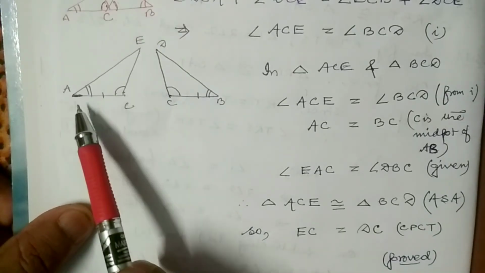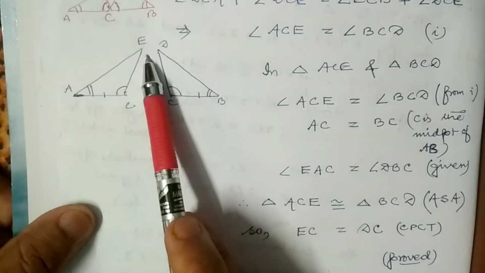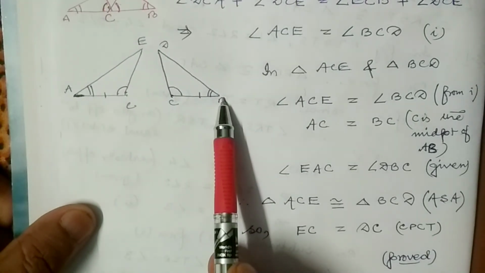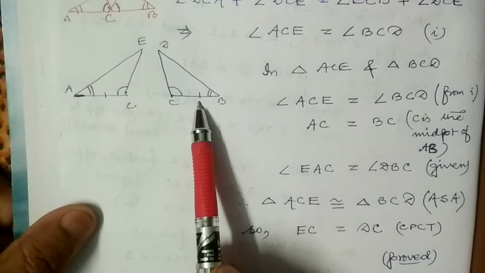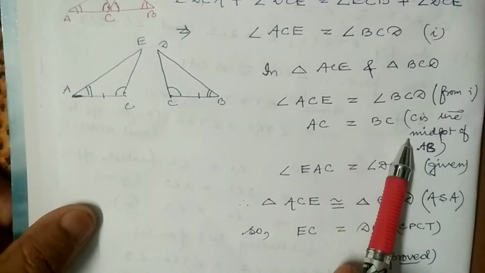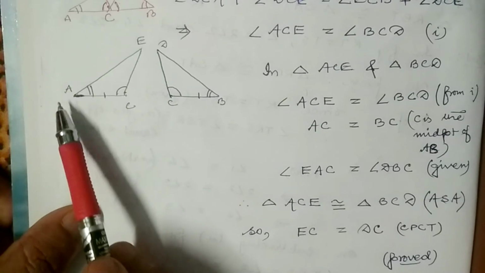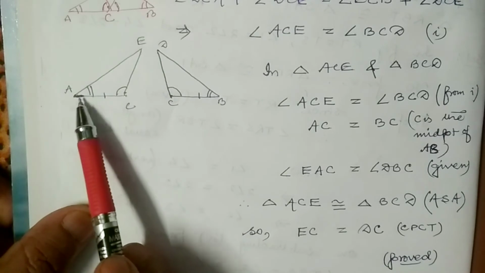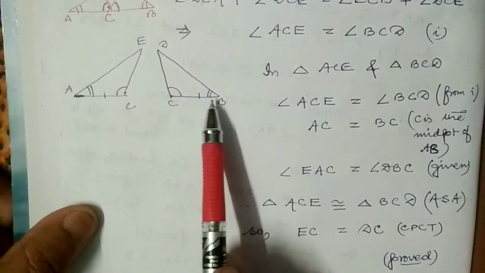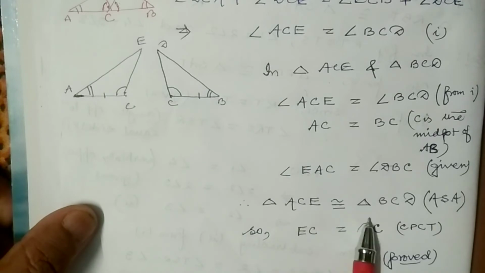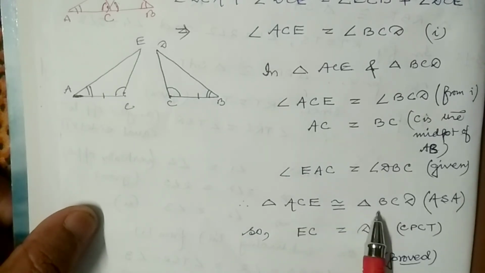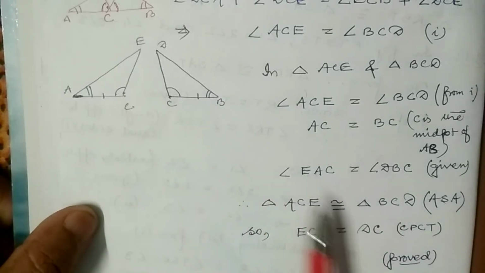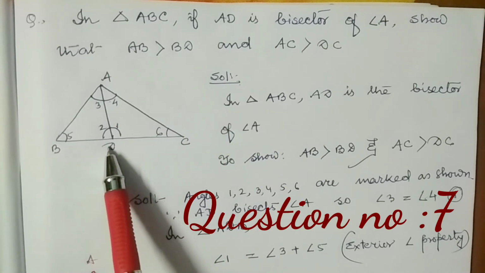Now if I take triangle ACE and BCD, here these two angles are equal. It is given in the question. AC equals CB because C is the midpoint, and angle ECA and DCB, these two angles are equal. Already we have proved. So by angle side angle, the triangles are congruent. Since the triangles are congruent, their corresponding parts are equal. That means EC must be equal to DC. Hence proved.